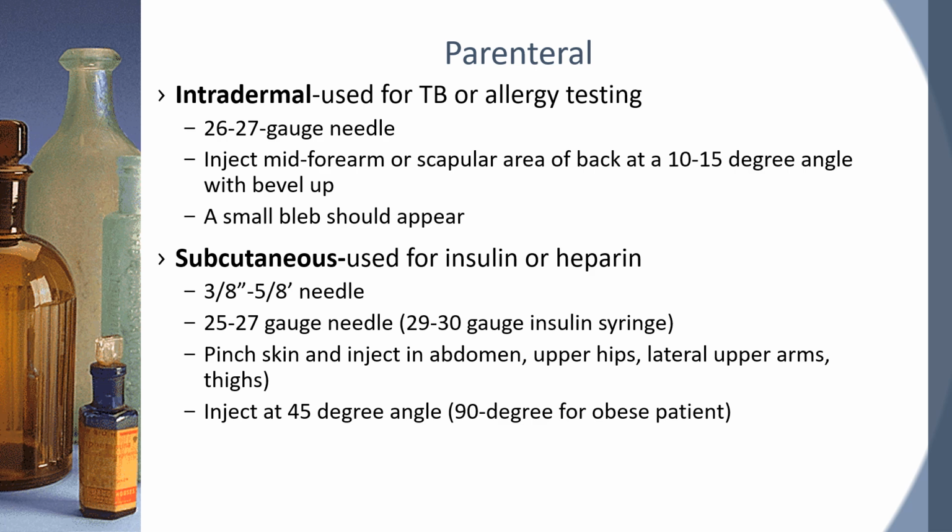The other drug route here is subcutaneous, used for insulin or heparin. Subcutaneous is fat. Okay, I don't know how else to say it. It's usually a 3/8 inch or 5/8 inch needle, 25 to 27 gauge. You pinch the skin up and inject in the abdomen. You can do hips, a lateral or upper arms, or the thighs.